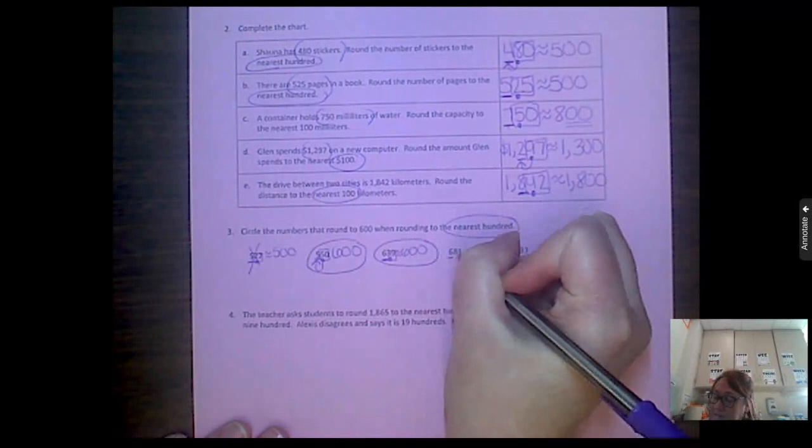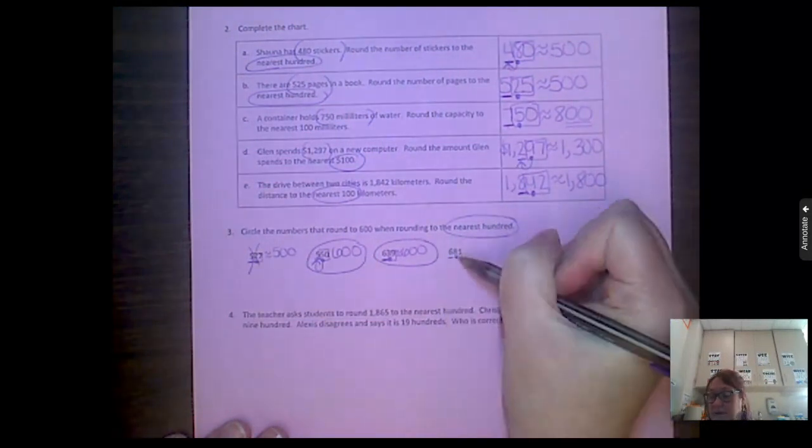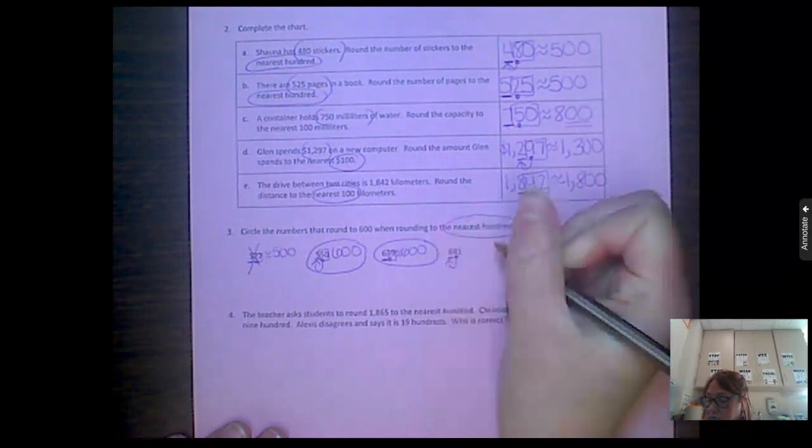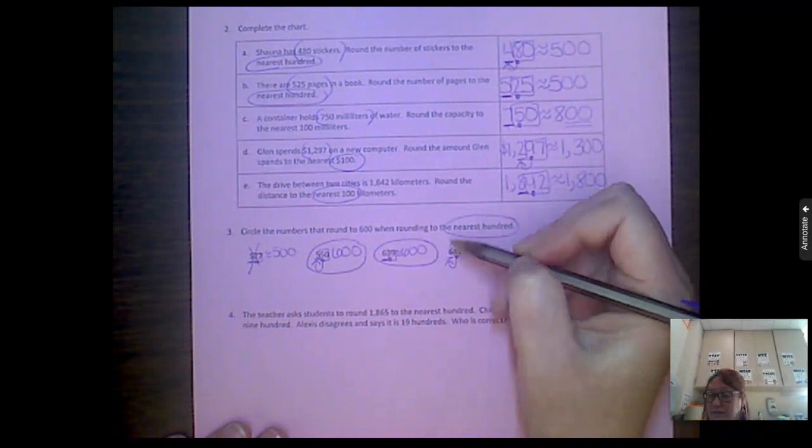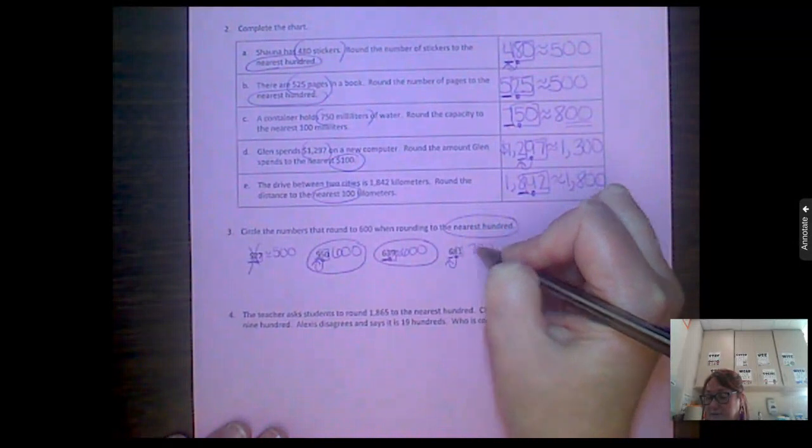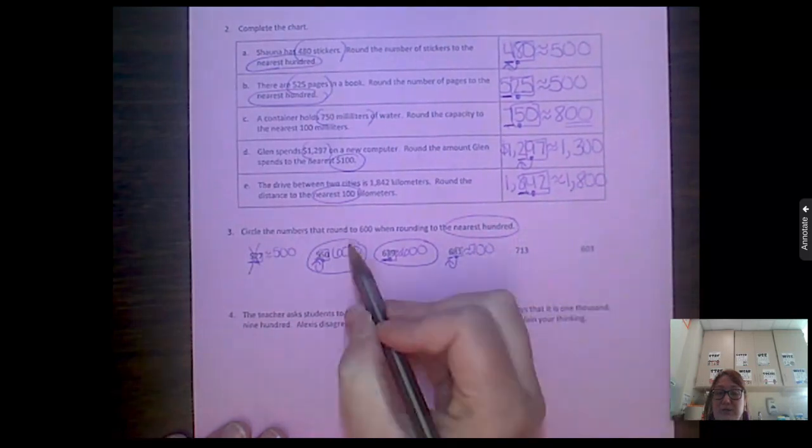Okay, so if you're back with me, let's check and see how you did. So we had 681. 6 is in the hundreds, so I'm going to underline the 6, put a dot under the 8 as my helper. And then I can say my rhyme, 5 or above. It sure is. It's higher than a 5. It's an 8. 5 or above, give it a shove. So that means the 6 gets a shove. The next number up, one higher than a 6, would be a 7, and these two numbers become zeros. Can we circle that one? Because we're only circling numbers that round to 600, right? So that one is a no.